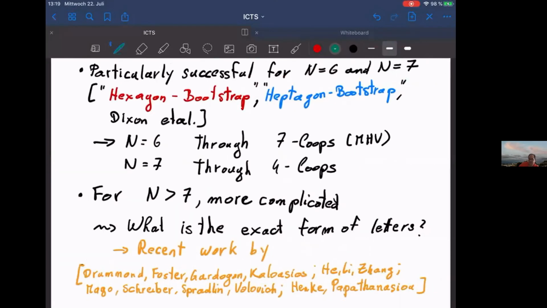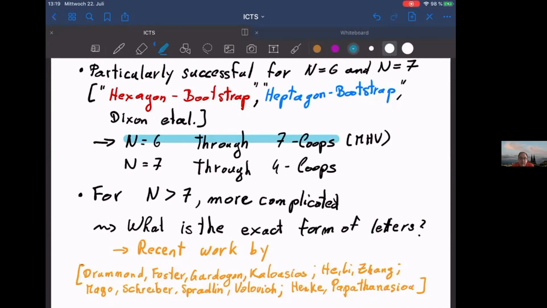So using this, there was a whole program, as I said, mostly led by Lance Dixon and his collaborators, and they have managed to determine the 6-point amplitude through 7 loops. And that is quite crazy. I mean, usually in QCD, right now, we are still stuck at n equals 5 at 2 loops. While in planar N equals 4 super Yang-Mills, using this bootstrap program, people have gone to 7 loops. And for 7-point particles, you can do essentially the same, and people have managed to go to 4 loops.